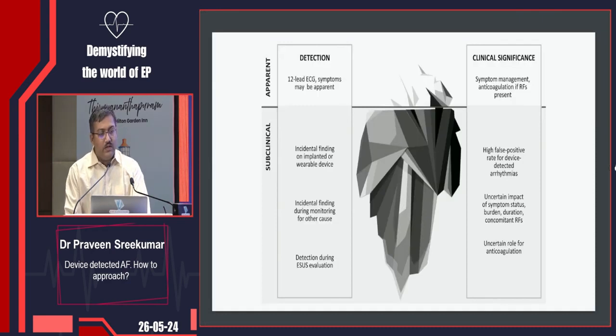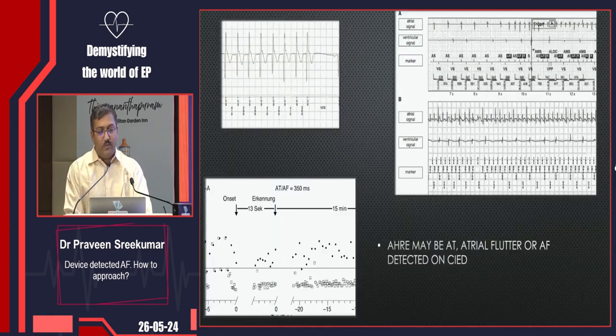So it can be an incidental finding on an implanted or wearable device. It can be during monitoring for other causes, or during a stroke evaluation. The problem is that there is a high false positivity rate for device-detected arrhythmias, especially when there is no true atrial lead. The most common is the pacemaker-detected, where there is an atrial lead. But in a single chamber pacemaker, sometimes there may be false detection of atrial arrhythmias. Another problem is the impact of symptom status, burden, etc. There are fewer studies in this aspect, and there is an uncertain role for anticoagulation in this asymptomatic group.